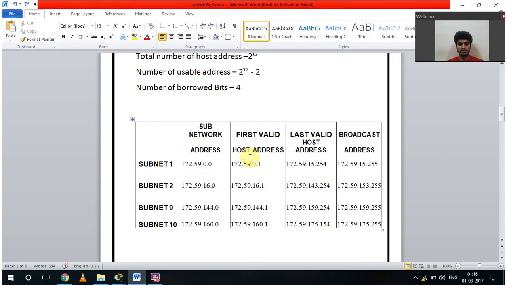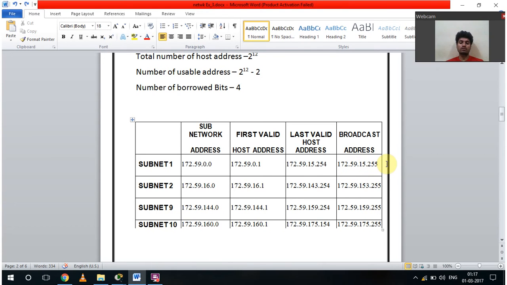Now the first valid host address will be 172.59.0.1. Before we see the last valid address, we have to see the broadcast address. So what we are doing is keeping the first 4 host bits as 0 and keeping all the rest of the host bits as 1.